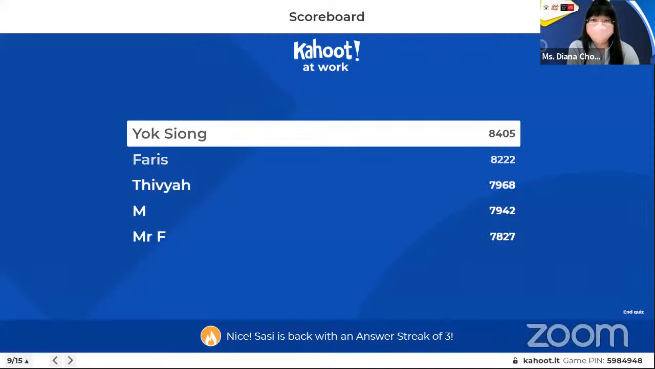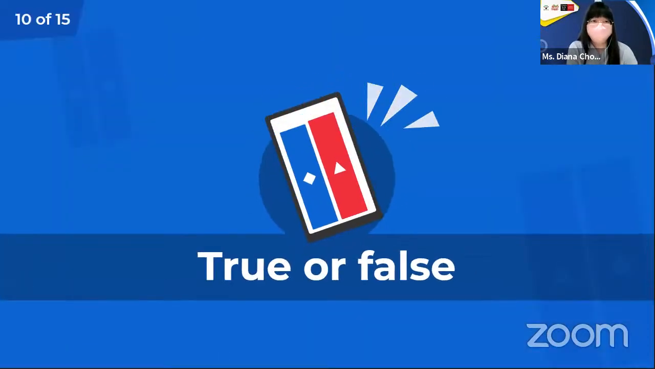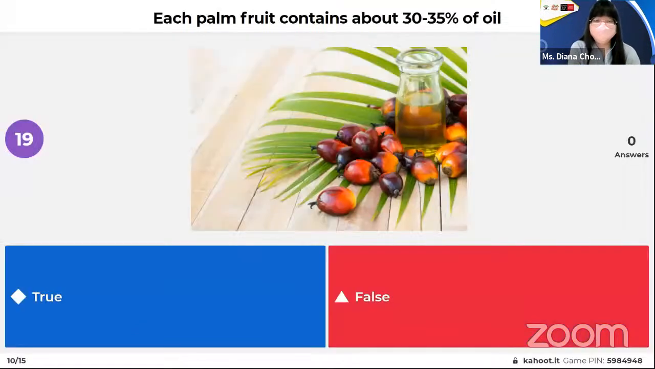Let's see who's in the standings. Oh, now Tivia and M have climbed up and they are in the first 2 positions, followed by Yok Seong, Faris, and a new person, KCC. Next question. We are 2/3 through our quiz. Each fruit contains about 30 to 35% of oil. Is this true or false?